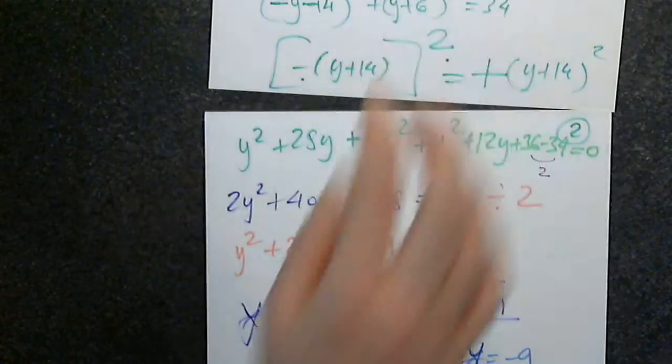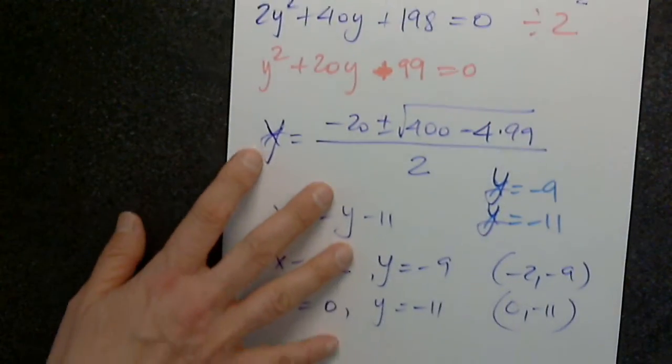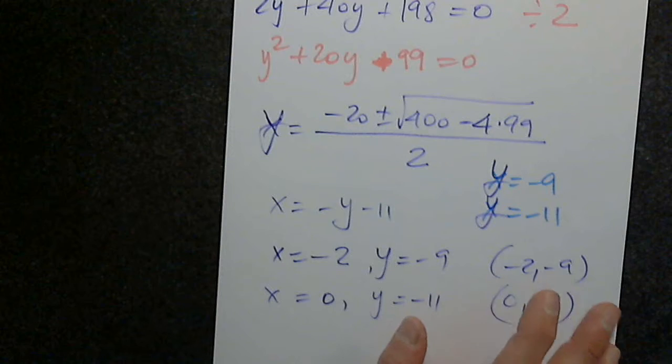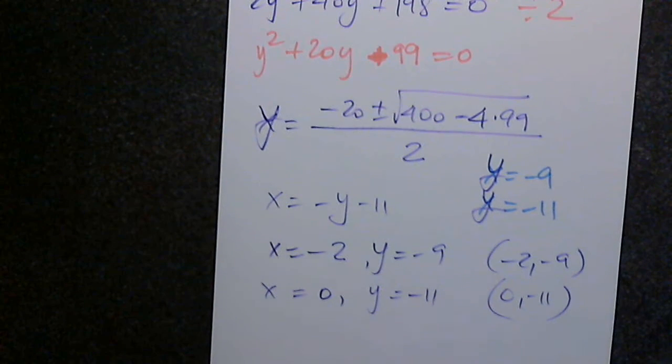So we solved for x first, but the solution must be the same. We still got negative 2 comma negative 9 and 0, negative 11. Mandatory. There's nothing else. I just always like my students to do what my students want. I was just looking at my notes.